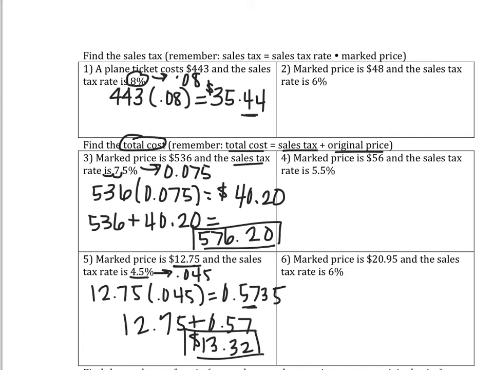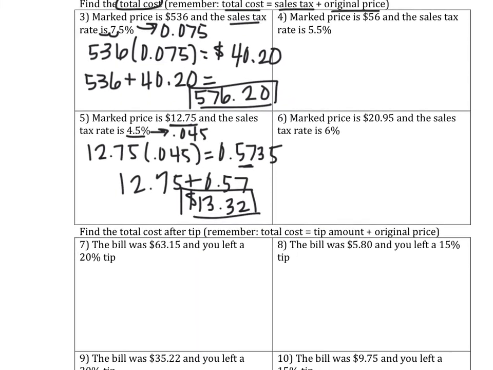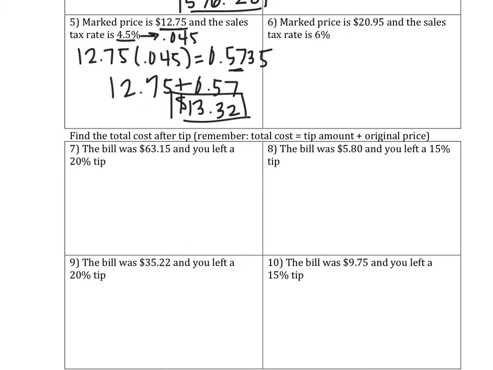Let's take a look at number 7. And we want to find the total cost after tip. So we're going to do tip now. And remember, the total cost is the tip amount plus the original price. So we're doing it exactly the same way that we would be doing a sales tax. We do tip the exact same way. So on number 7, again, we want to find total cost. So we want to find what is the tip amount.